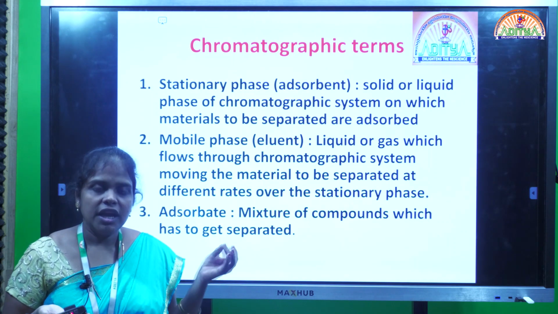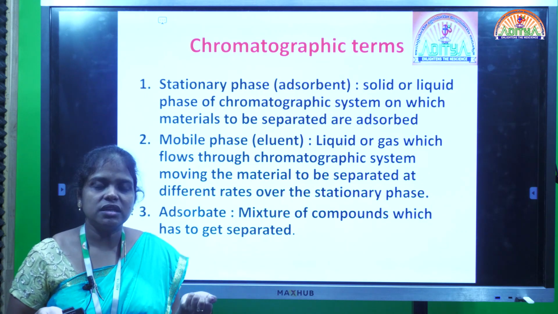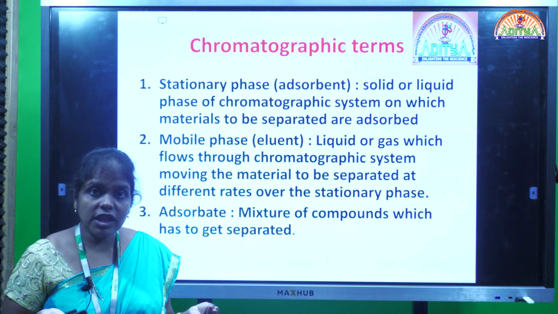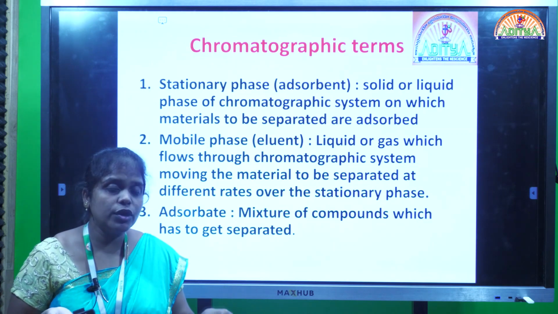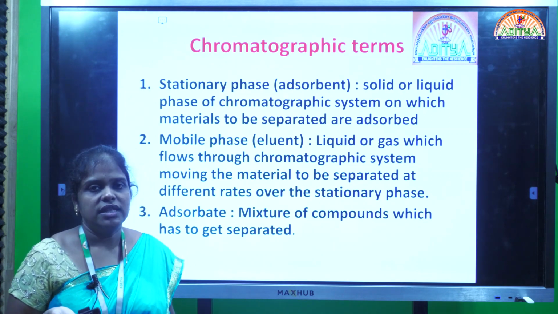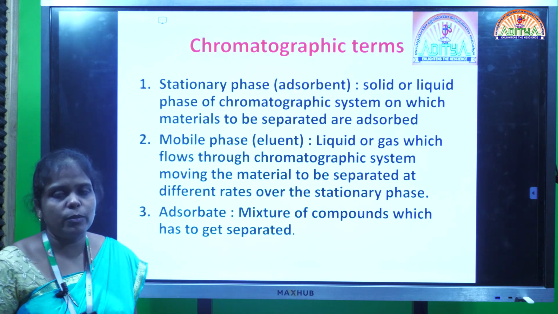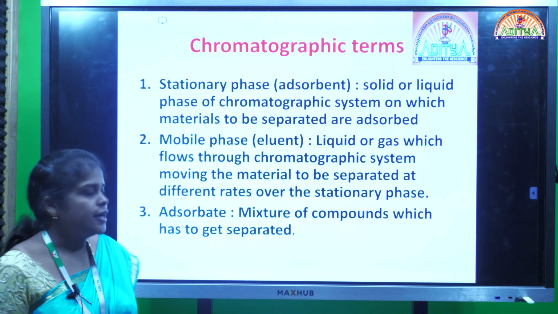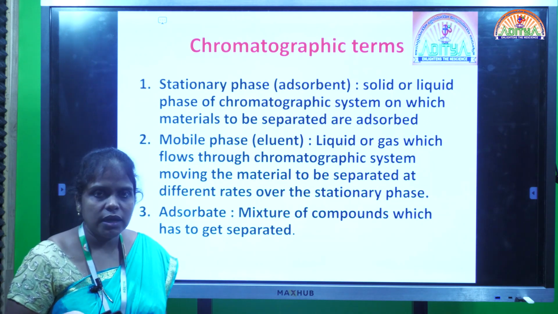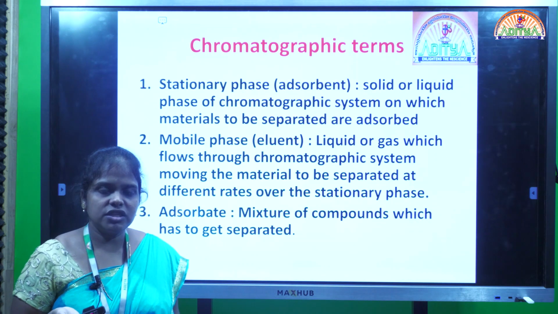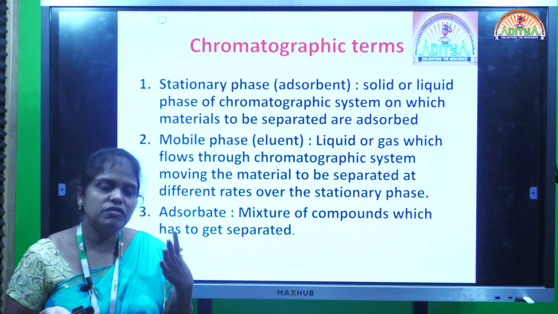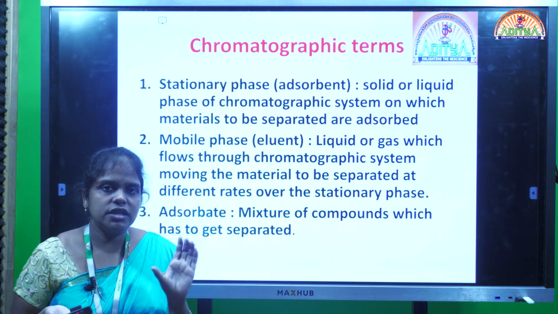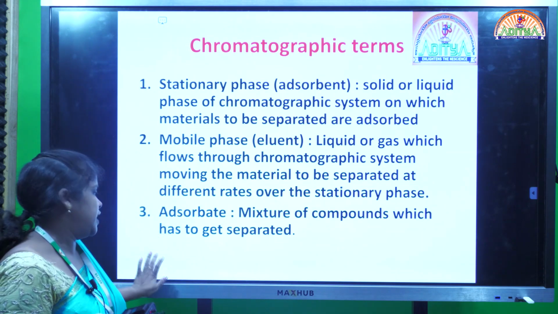Stationary phase means it will adsorb the substance which is going to be separated. Mobile phase means it will make the substance we are going to separate move along with it. That is the difference between the stationary phase and the mobile phase. And coming to another technical term of chromatography, that is adsorbate. Adsorbate means the mixture of components we are going to separate.